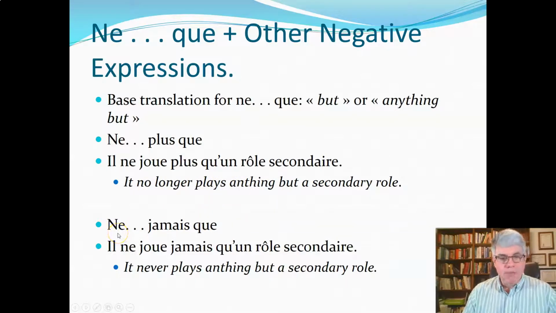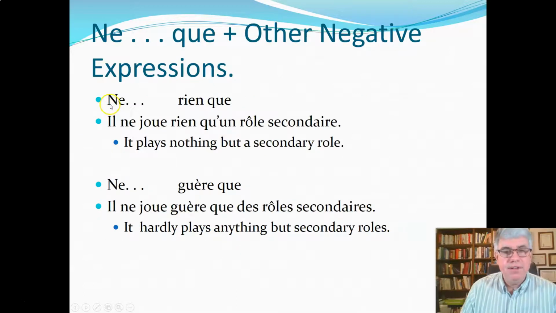Here we have ne jamais que. Il ne joue jamais qu'un rôle secondaire. Again, same thing. Il joue, it plays a secondary role. It never plays anything but a secondary role. So we've got the ne jamais as the never and the ne que as anything but.